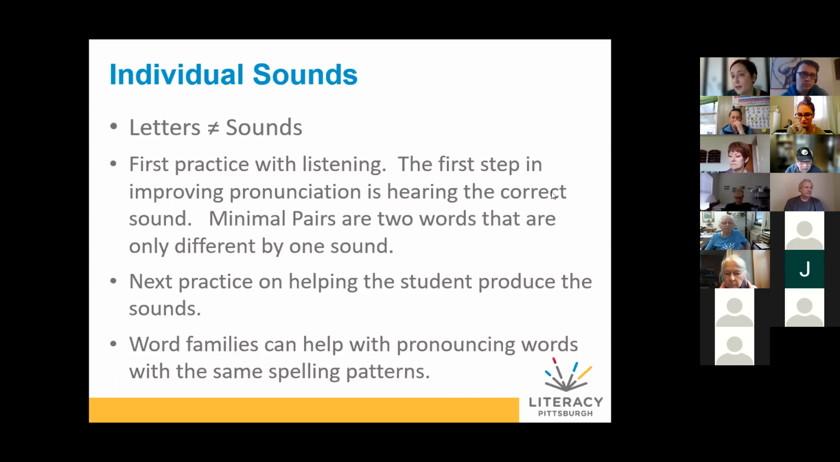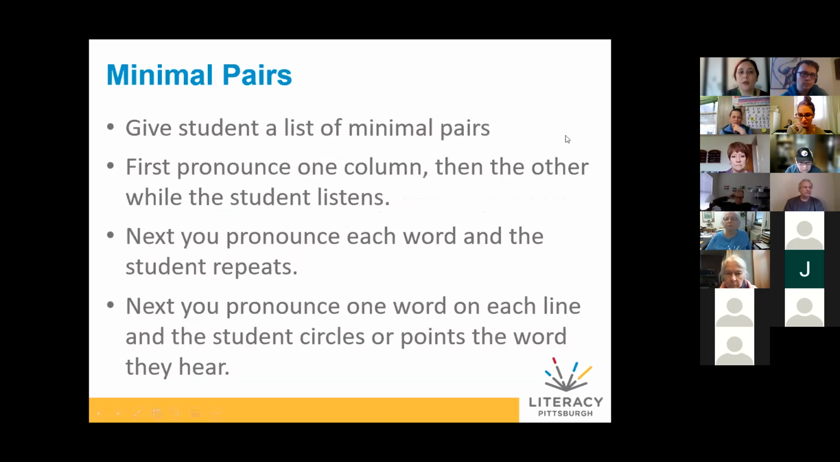And word families can be helpful as well. So let's take a look here. Minimal pairs. You can give your students a list of minimal pairs. First, you'll pronounce, and I'm going to go over this in the next slide, so if you're not exactly sure what I'm talking about, that's okay. First, you're going to pronounce one column and then the other column while your students are listening.